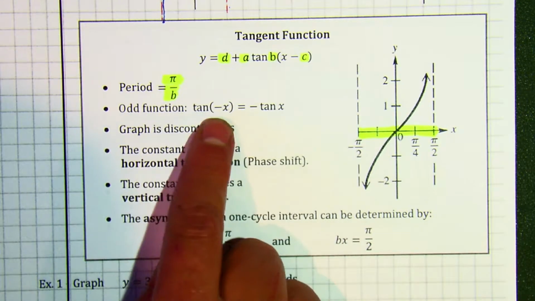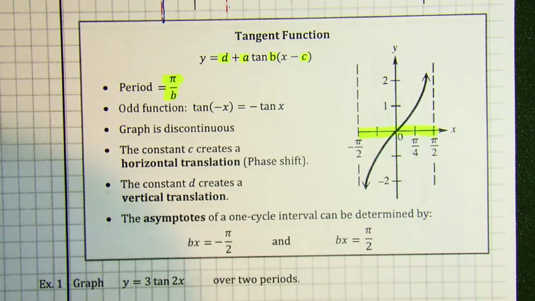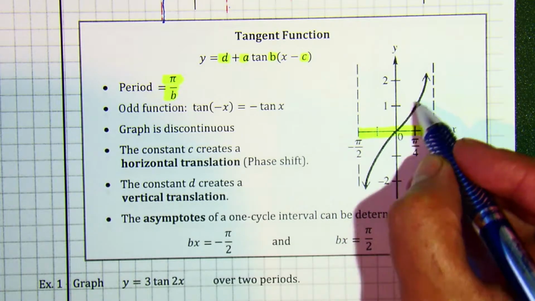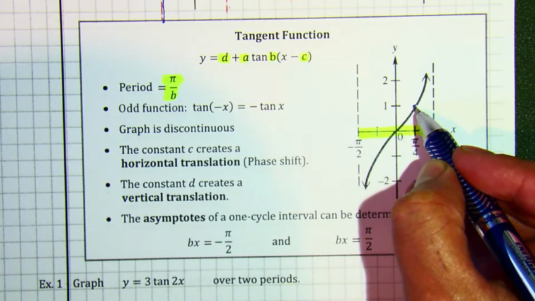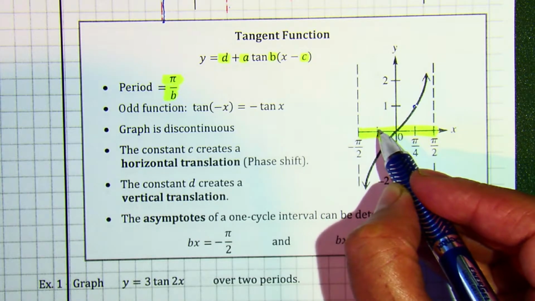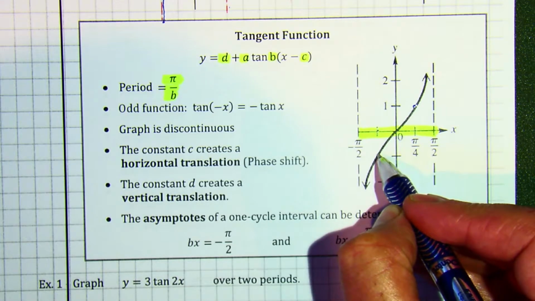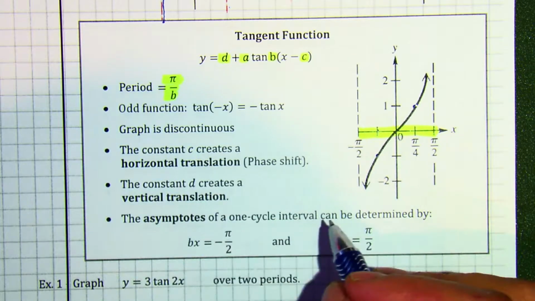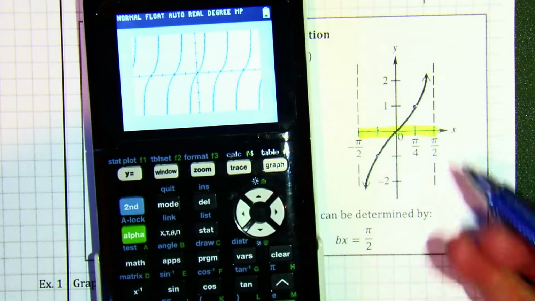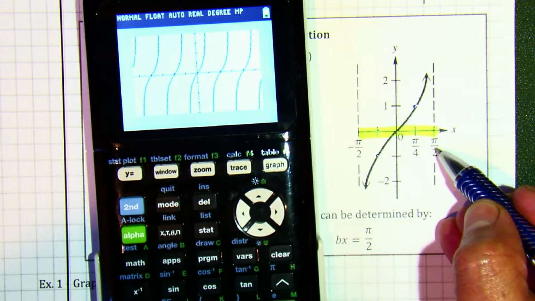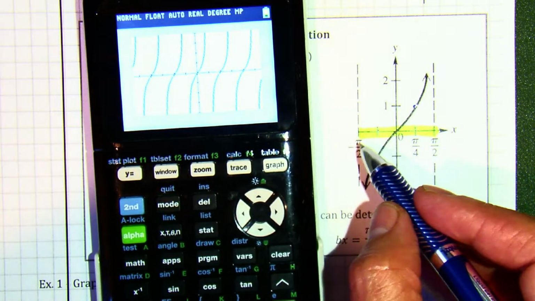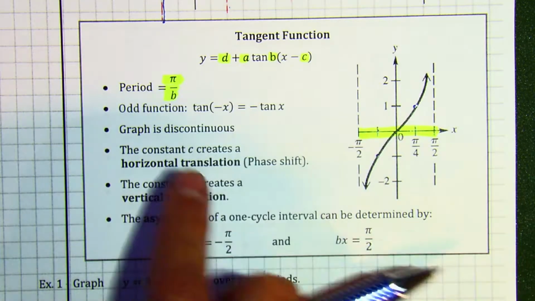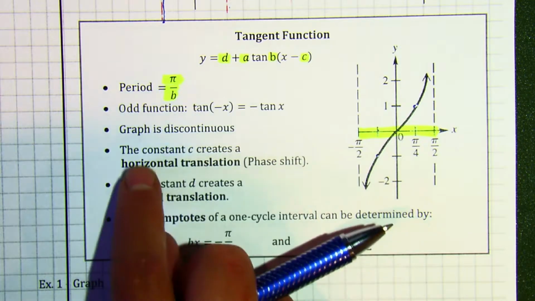Tangent is an odd function. If you take the tangent of pi over 4, it gives you 1. If you take the tangent of negative pi over 4, it gives you negative 1. It's discontinuous because it breaks every odd pi over 2, negative pi over 2, and there are breaks throughout. So this non-continuous function is a discontinuous function.